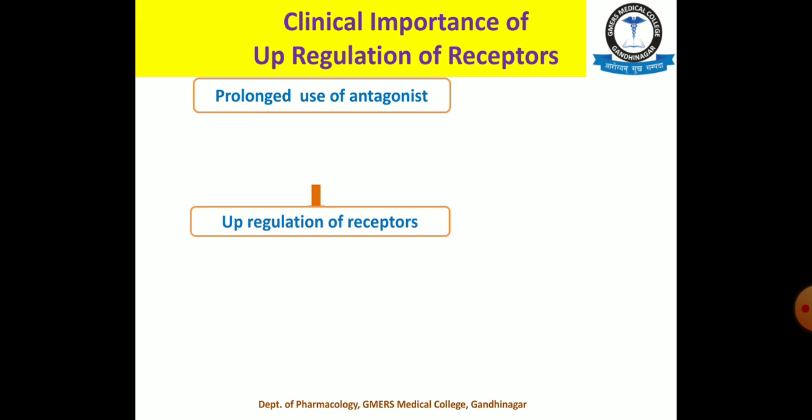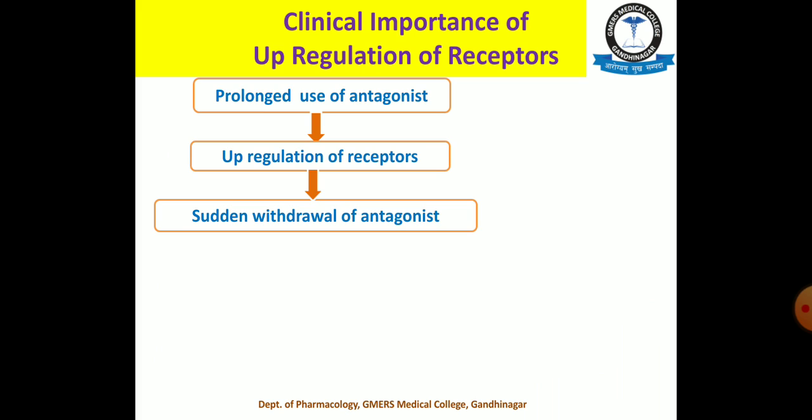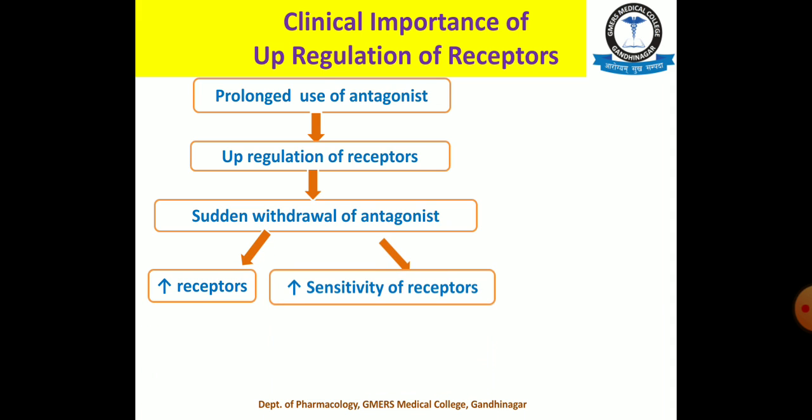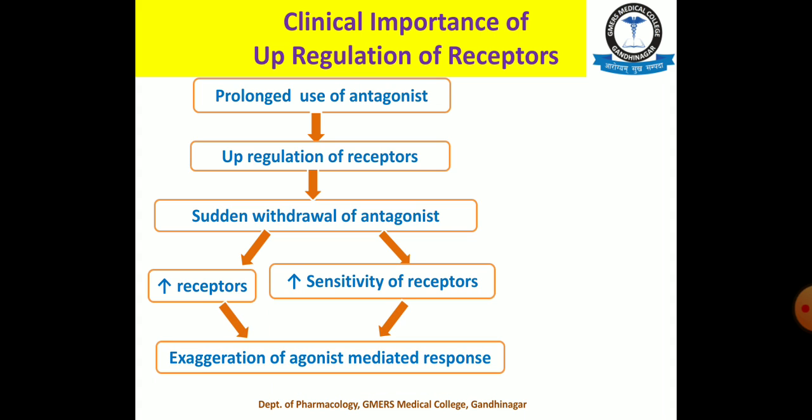Prolonged use of the antagonist will lead to upregulation of the receptor, and in that case, if you do sudden withdrawal of the antagonist, because of the increase in the number of the receptors and increase in the sensitivity of the receptor, there is an exaggeration of the agonist mediated response.